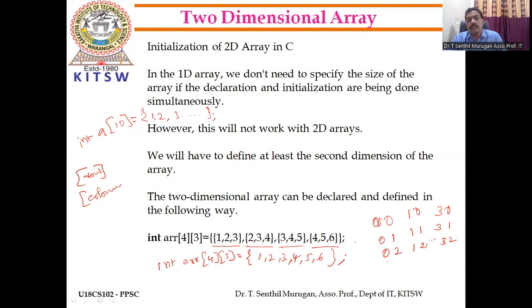So the row index goes 0 to 3. How many values are there in total? 4 into 3, 12 values. If you give only these values, the first row takes 3 values and the remaining are considered 0. So you must initialize the values using the brackets properly, then only it will assign the values properly. The first row 1, 2, 3 and the second row 4, 5, 6 it will take. Otherwise, it will consider only one array you initialized, and the remaining rows are zeros.